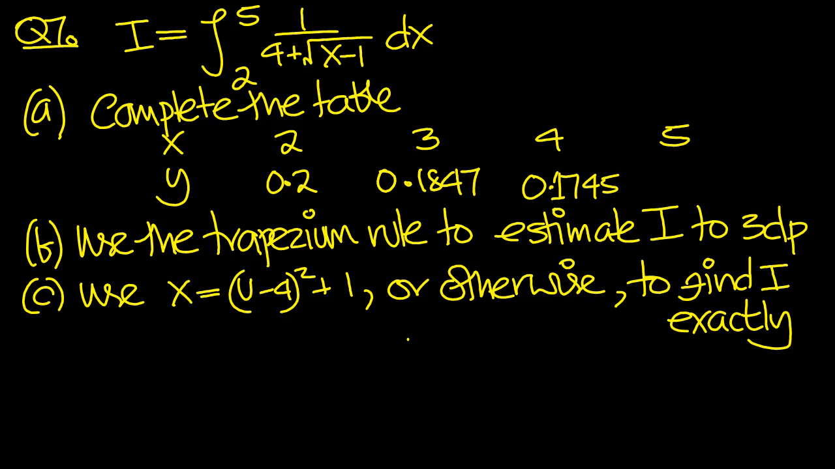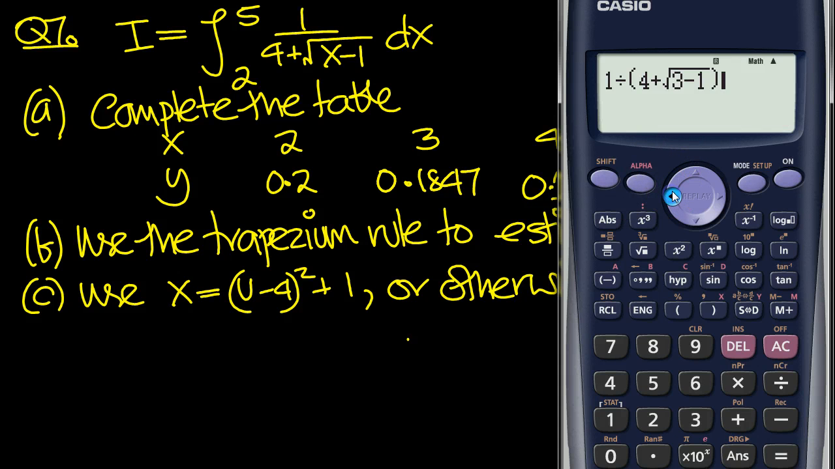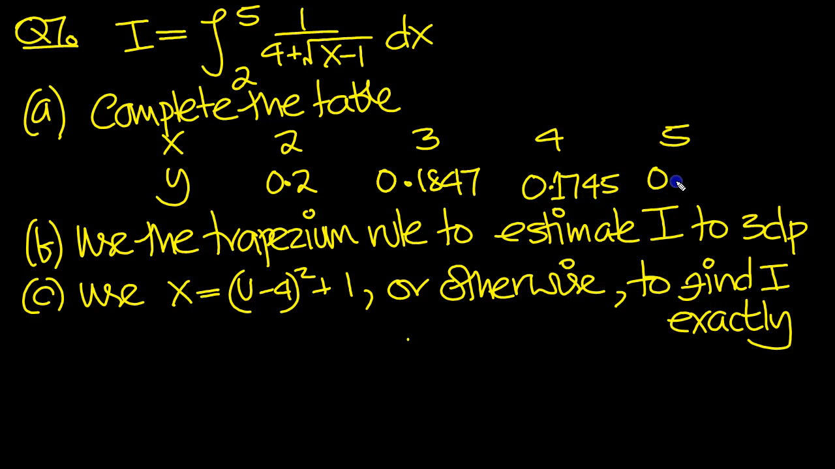Now we just need to go back and toggle back, and instead of 3 we need to put 5 now. Next, 1 over 6, which is 0.1667. That's the 4 dp again.